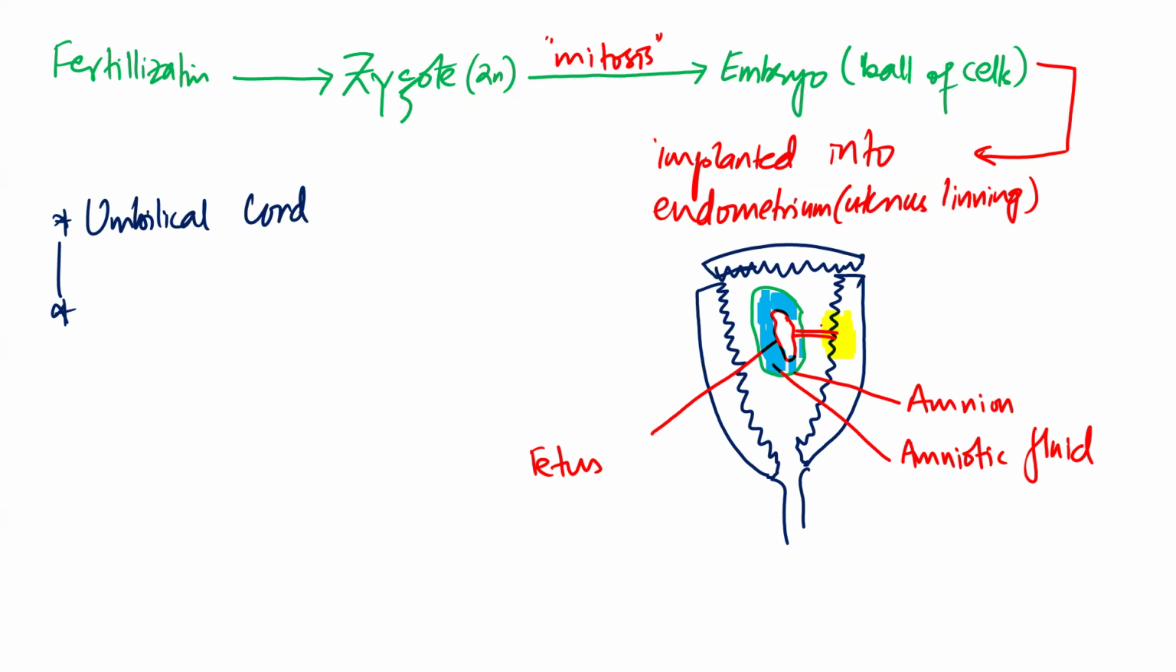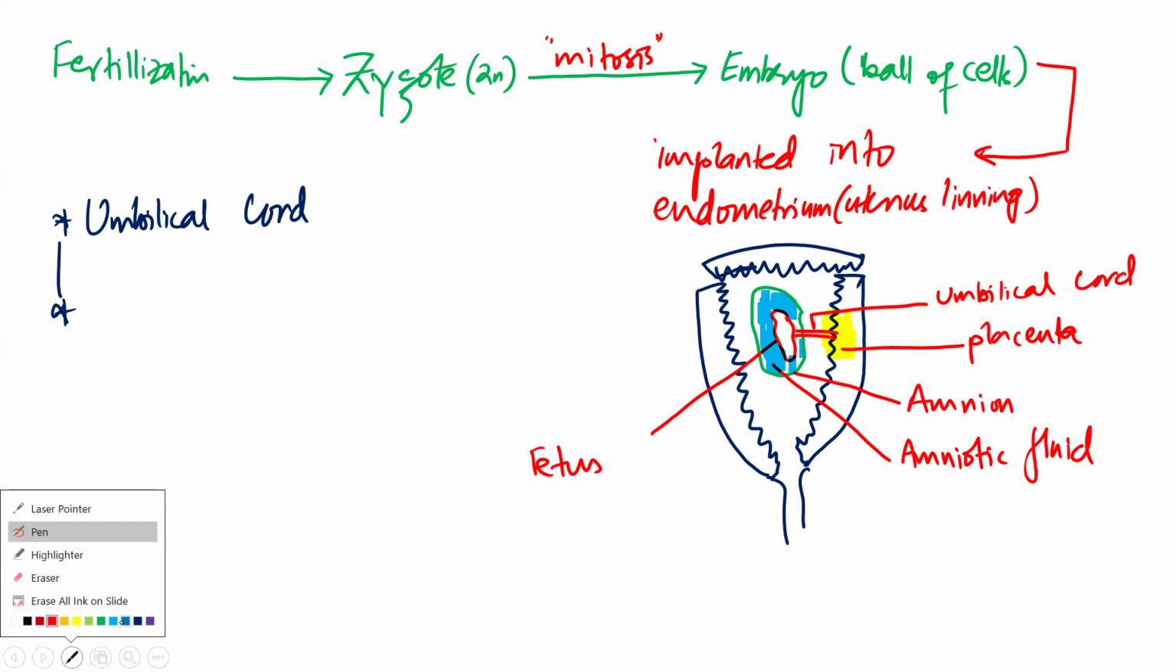And this one is umbilical cord. And this one is placenta. And see now what is in chat here. Amniotic fluid, sac, nice, very good. Okay. Now, who will help me write the functions of these?